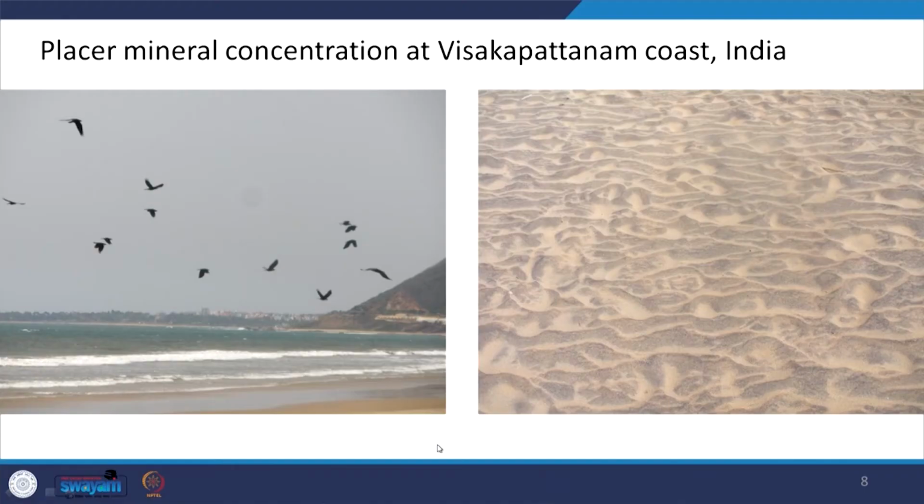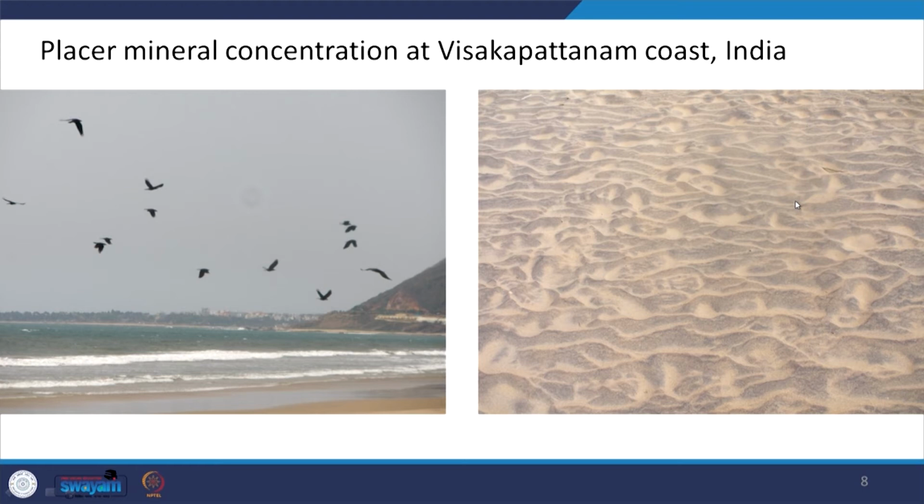Here are two photographs from the Visakhapatnam coast. If you see here, this coastal sand has some black and white portions, formed by wind ripples, and these black portions represent the heavies, mostly the monazites. And we have beach placer deposits at Gopalpur, on the east coast of India.